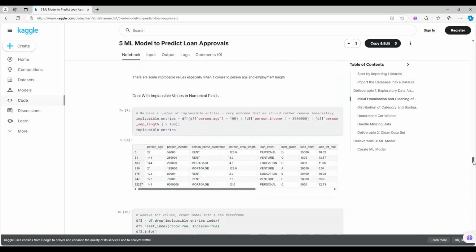So we will deal with the implausible values in the numerical fields. So we will first outline the implausible entries. We will set our maximum for a person's age at 100, the person income at, what do we want to say here? Was that like 3 million? And the person employment length is set to 100.